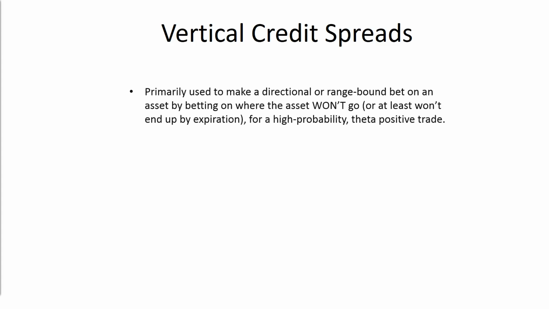Alright, so now we're going to look at vertical credit spreads, which are usually just referred to as credit spreads. Credit spreads are primarily used to make a directional or a range-bound bet on an asset by betting where the asset won't go, or at least won't end up by expiration. Let me show you an example of what I mean.